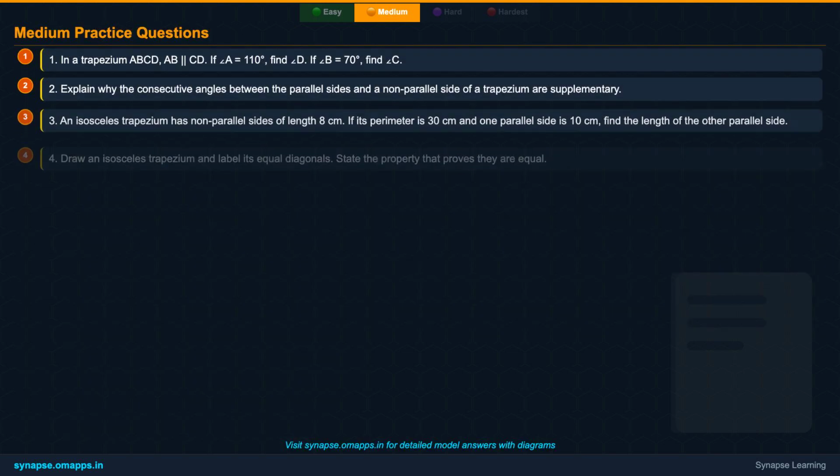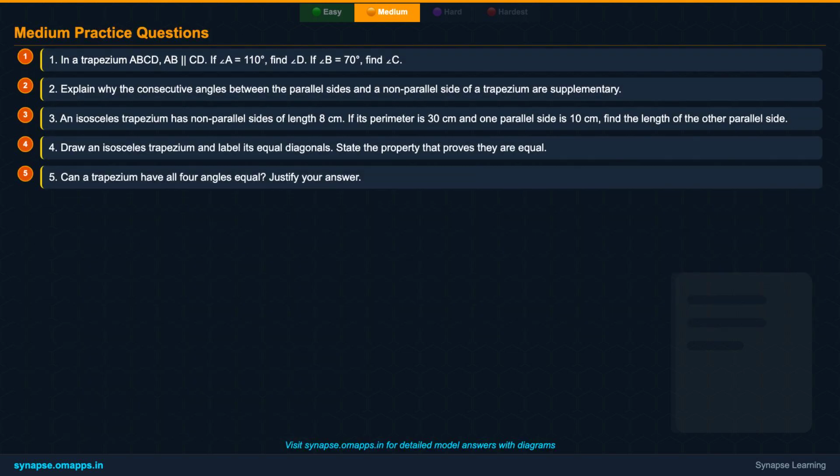Now, let's challenge ourselves with some medium-level questions. Can you find the missing angles in a trapezium given one angle? Explain why angles between parallel sides are supplementary. Try to calculate a missing side length given the perimeter of an isosceles trapezium. And can a trapezium ever have all 4 angles equal? Think critically and apply the properties we just discussed.